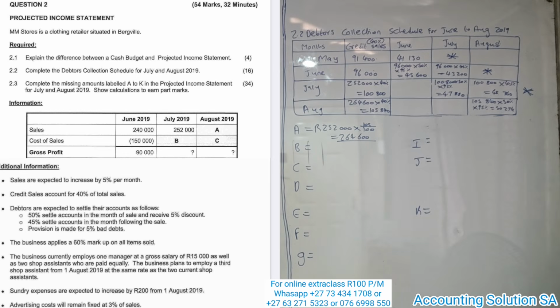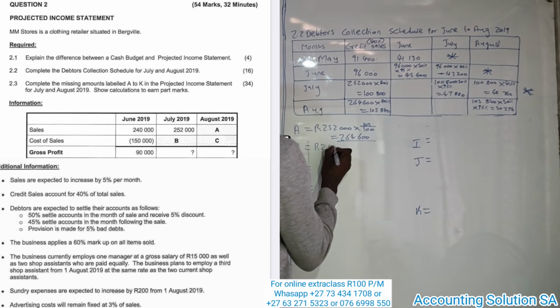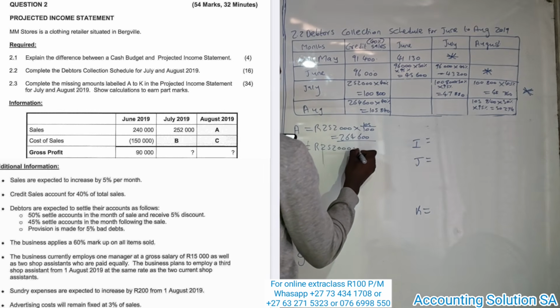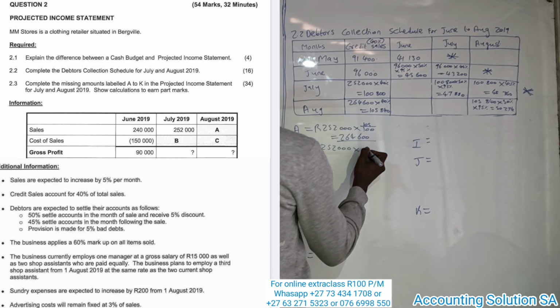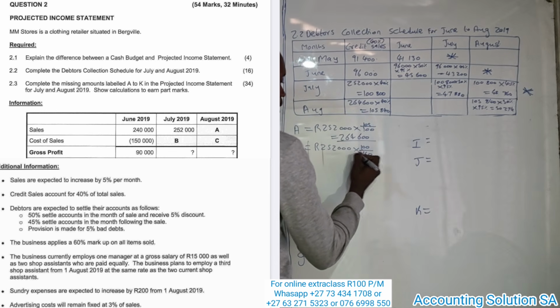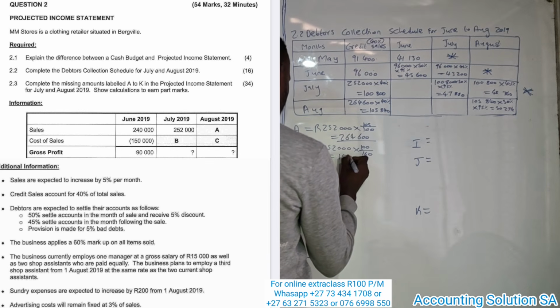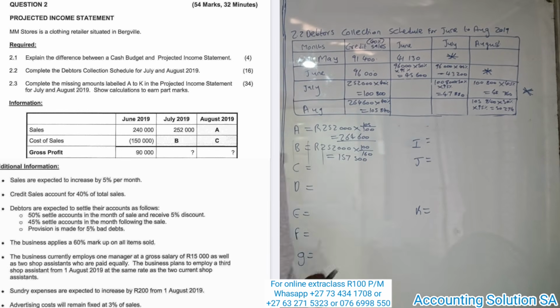Okay. Now here we are going to calculate a markup. So we are given a sales. We want cost of sales. We're gonna say 252,000, and we apply markup of 60%, which we are going to say 100 because we are looking for cost of sales over 160, which is going to give us 157,500.